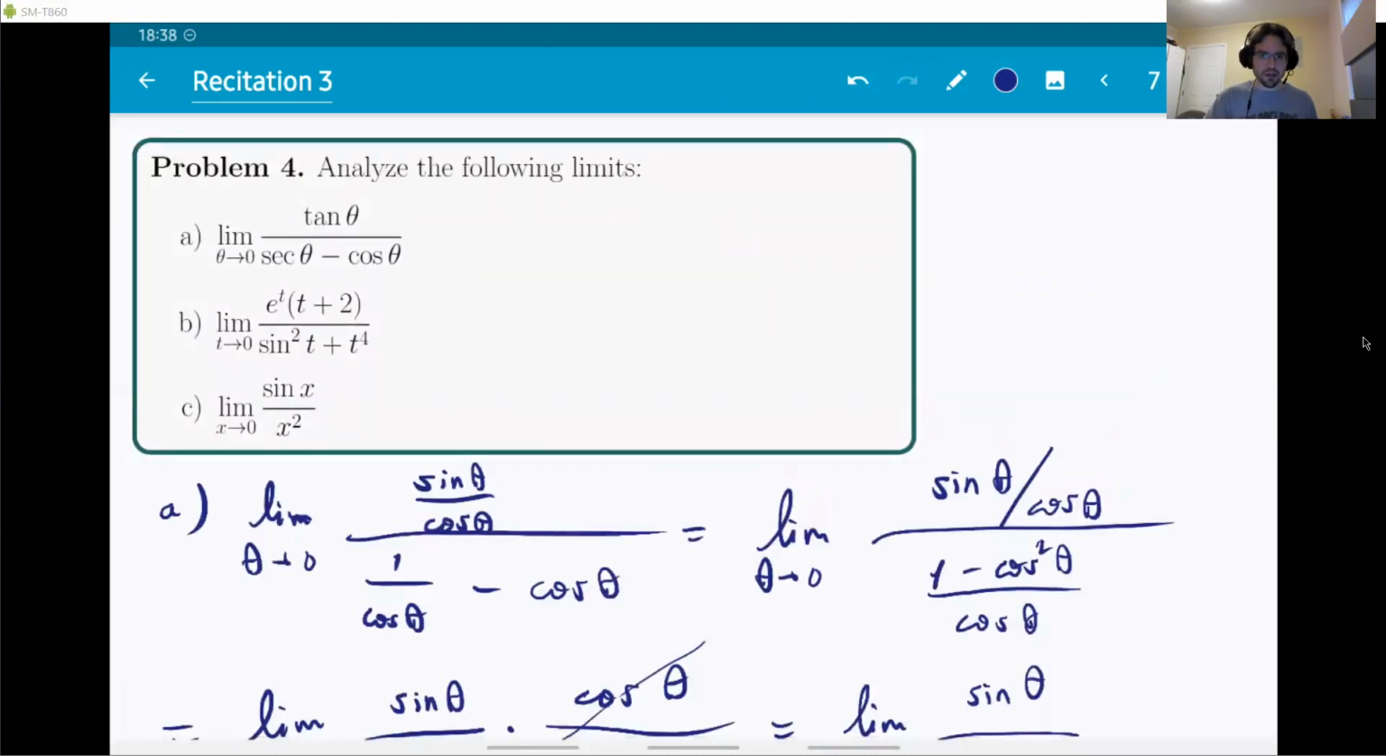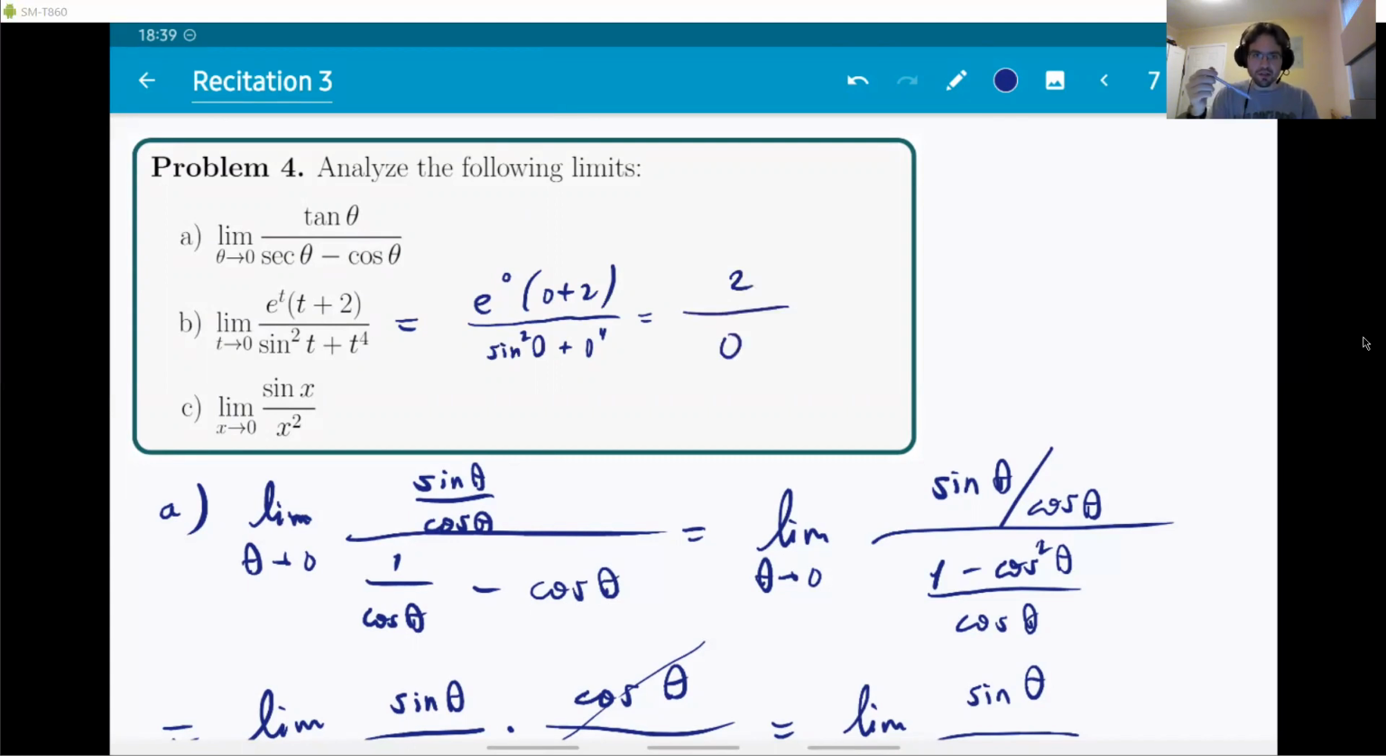What does item B look like? This one, we can solve right here. We don't really need that much space. It might look complicated. We have an exponential and sine. Whenever something looks that complicated, it's probably going to be very easy. Try to plug in and see what happens. E to the 0 times 0 plus 2 divided by sine square of 0 plus 0 to the 4th. What is that? E to the 0 is 1. Do not think that this is a 0. That would give you some trouble. No, it is 1 times 2 upstairs. That's a 2. And downstairs we have a 0. So we know it's an infinite limit.